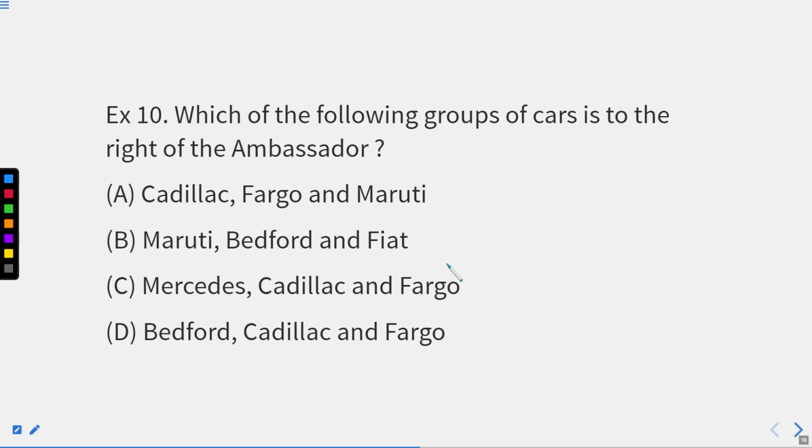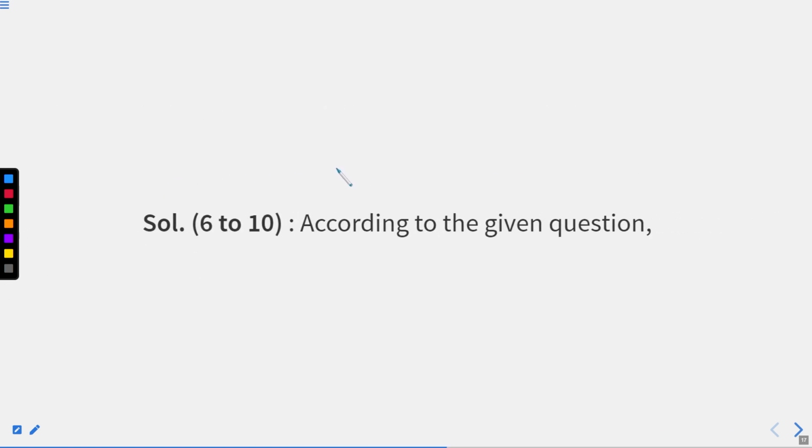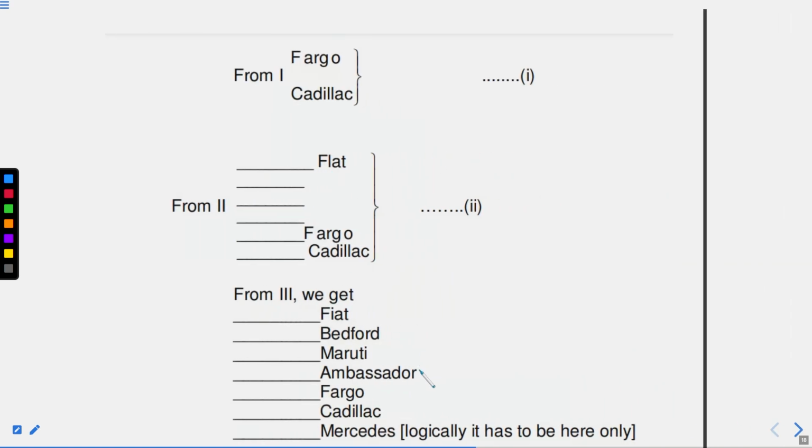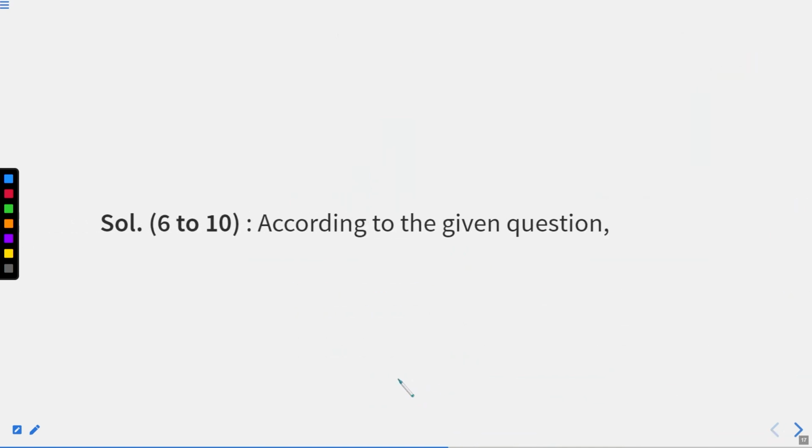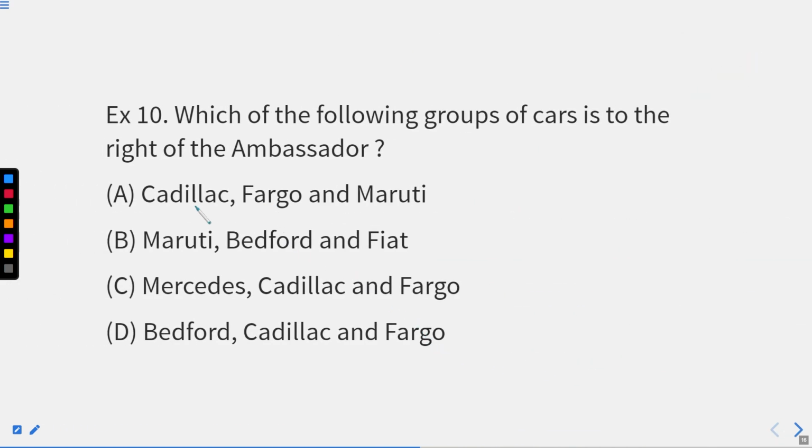Which of the following group of cars is to the right of Ambassador? Now we'll go to the diagram, mark Ambassador, and we can check there are 3 cars on the right, that is Farrago, Cadillac and Mercedes. Now we need Farrago, Cadillac and Mercedes. So option number 1 is wrong. Option number 3 is correct, we are having all 3 cars. So I hope you find all 10 questions good.